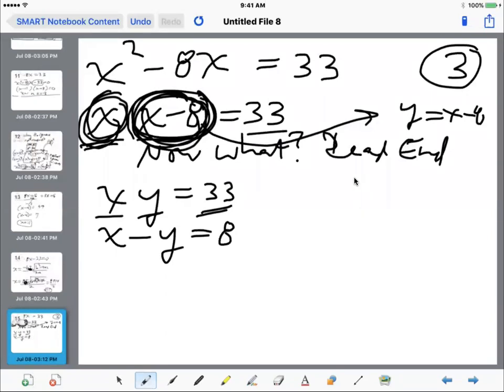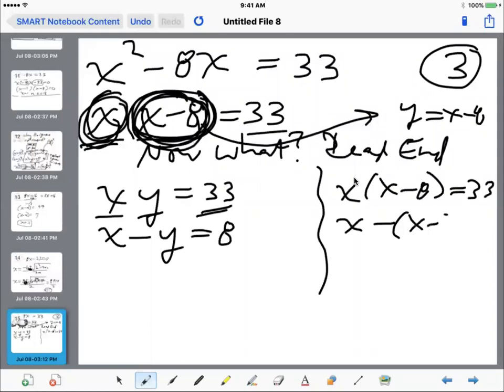I suppose a lot of people like the y, but some people might like this. I've never actually thought of doing this before. I don't like this, but I'm going to show you that. Maybe if I didn't put the y in, those would be the two facts. The product of these two things is 33, but the difference between them is 8. I'm going to cross that out. I don't like that.